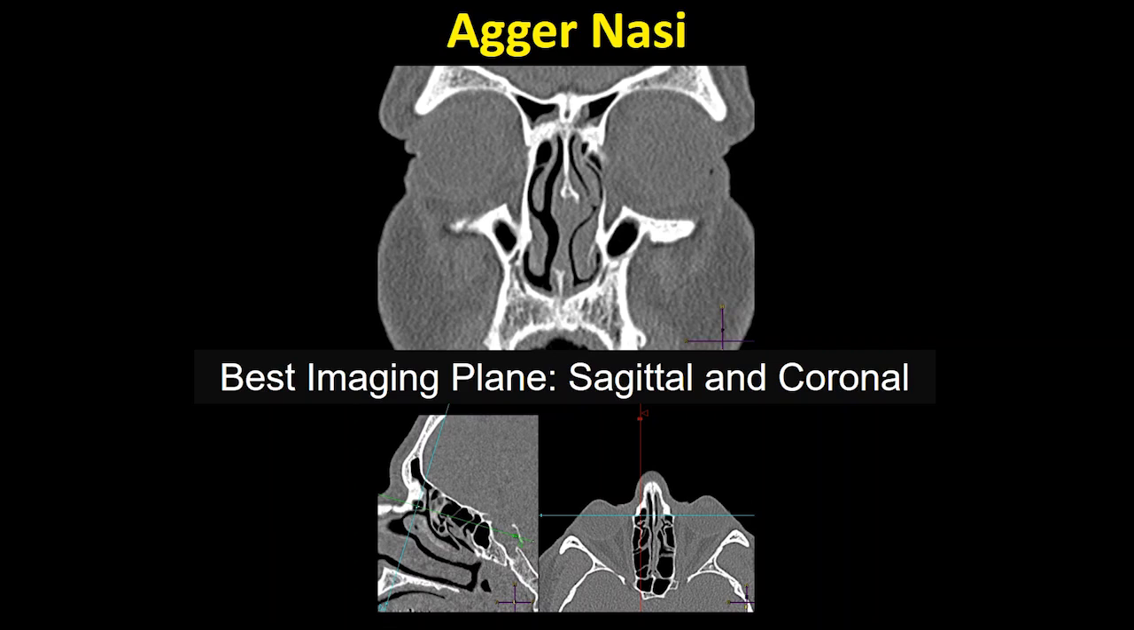The Agger Nasi cell is the most anterior ethmoid air cell. It is seen posterior to the frontal beak, like seen here, and anterior to the frontal sinus drainage pathway, like seen here in the sagittal plane. Extensive pneumatization of the Agger Nasi cell can therefore encroach upon the frontal sinus drainage pathway.